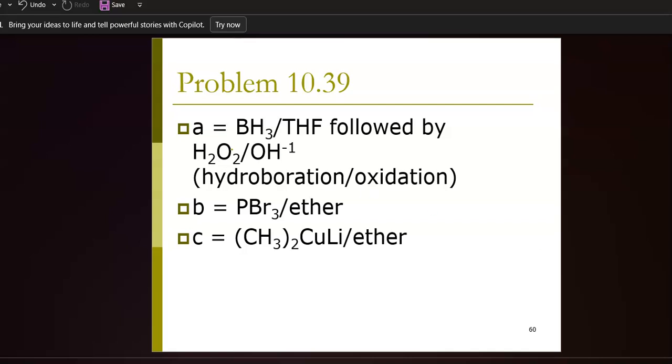So we will ignore that first part, but the second one is PBr3, and then there is the Gilman's reagent. So that completes the discussion of chapter 10. In a separate video, I will solve the chapter 10 worksheet so that you can understand how to work out problems in this chapter.